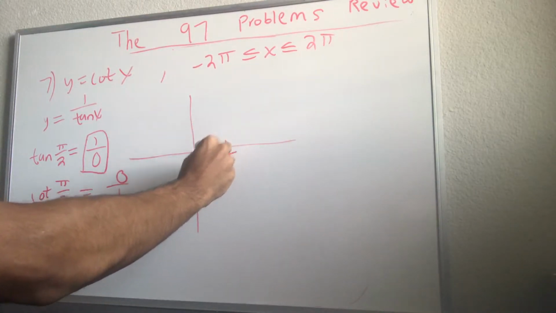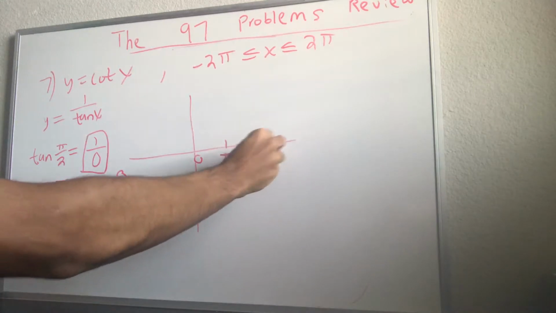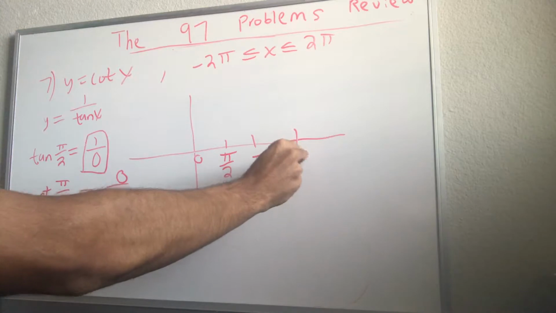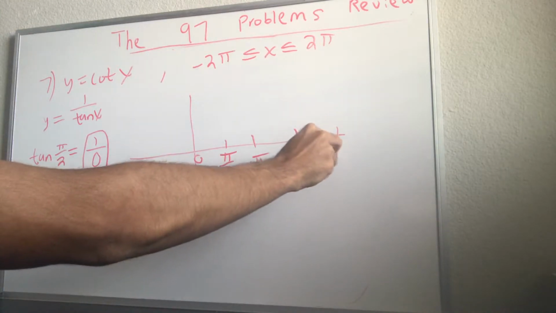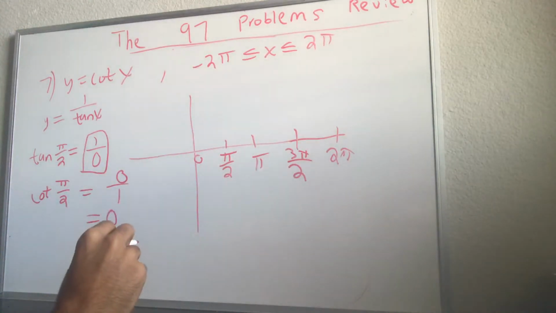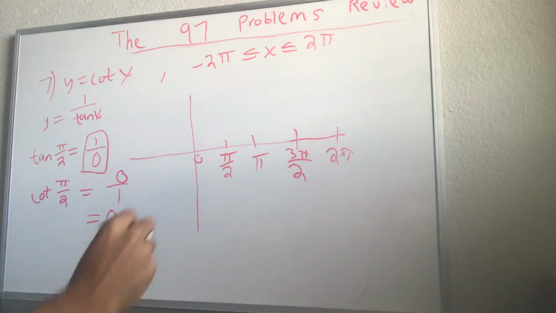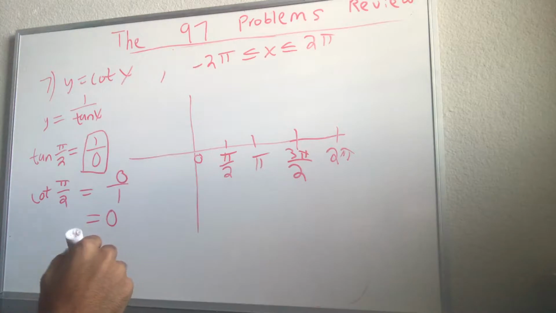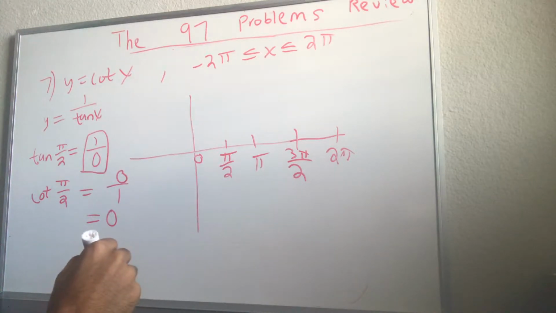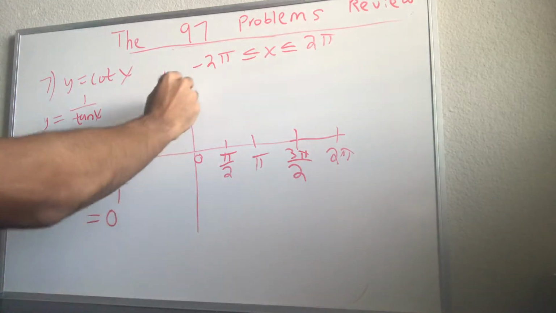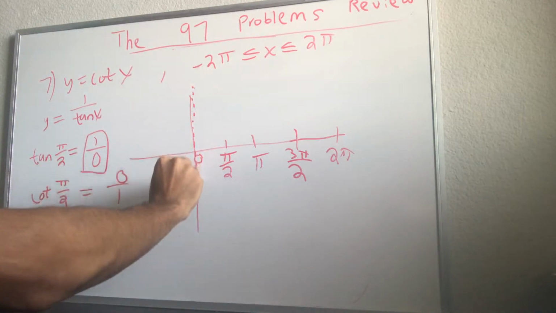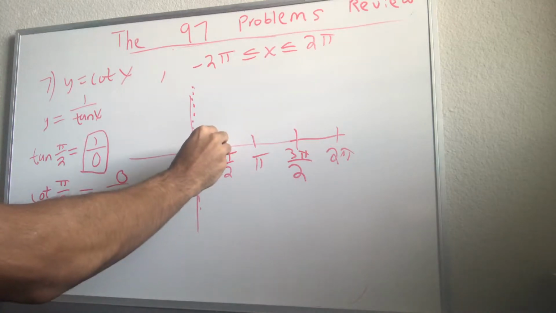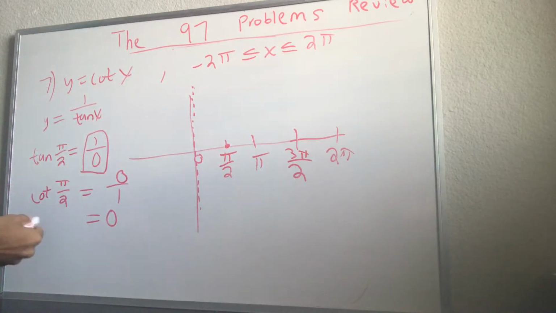So now when we're graphing this, for instance, we have 0 here, we have pi over 2, pi, and then we have 3 pi over 2, and then we have 2 pi. Looking at this, at 0 the tangent of 0 was actually 0. However, cotangent of 0 is undefined. So we really have an asymptote here. Our y-axis is an asymptote. At pi over 2, we see that it's 0, like I just showed you here.